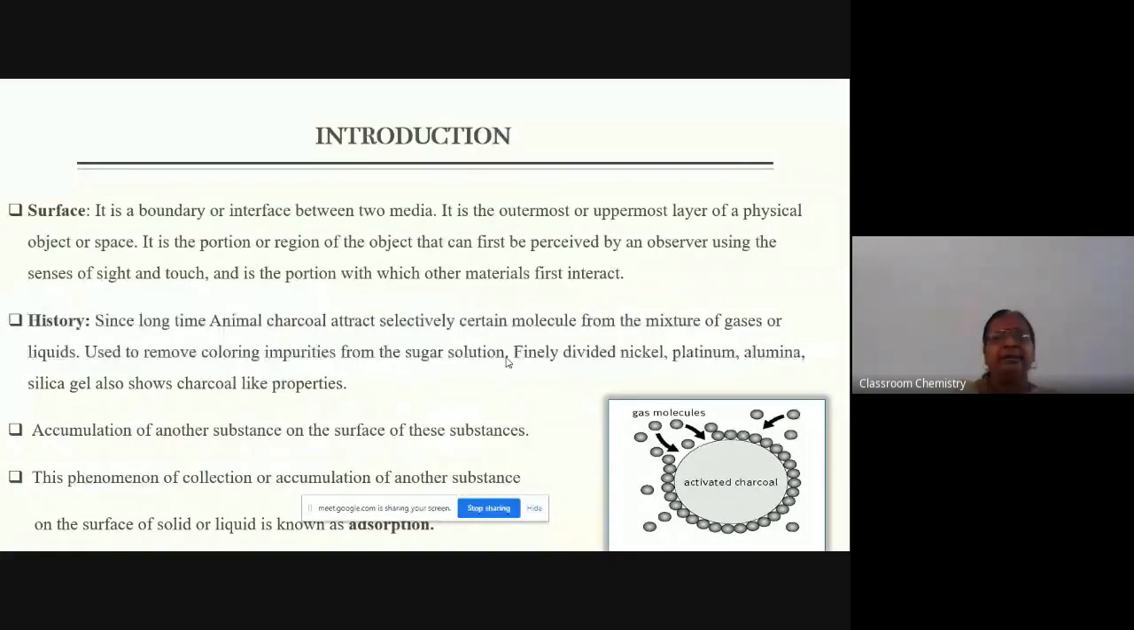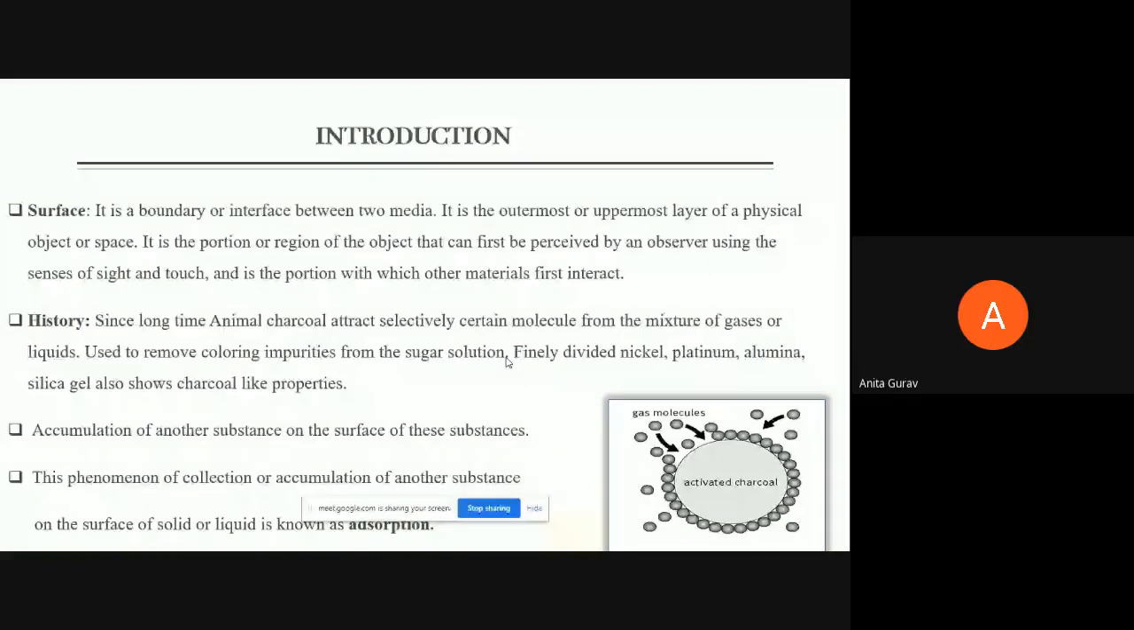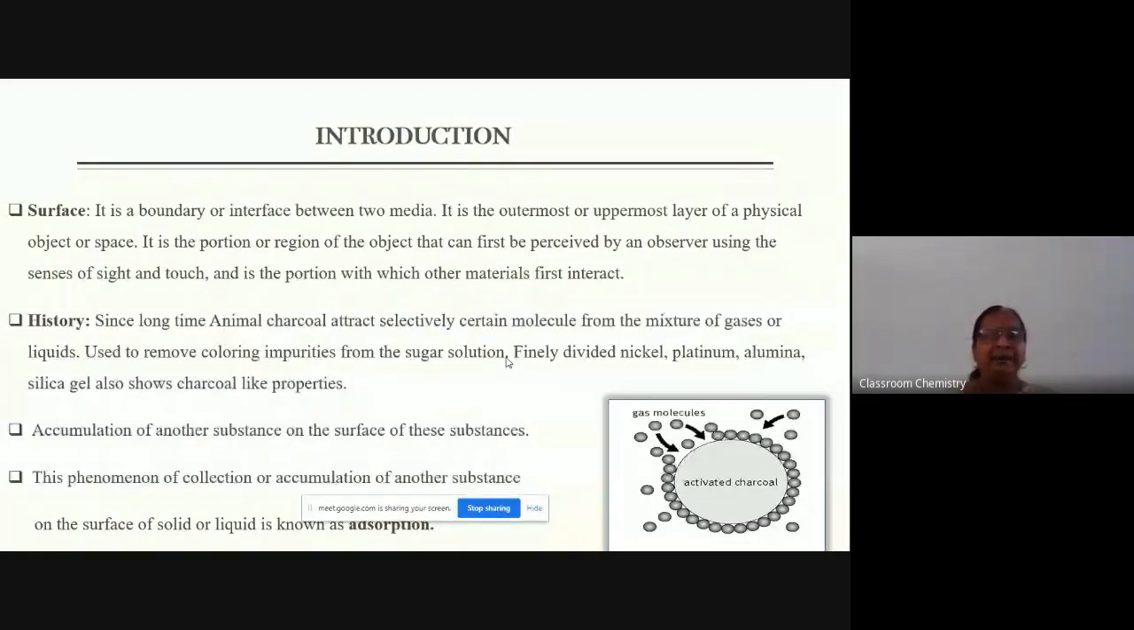Am I audible? Yes, ma'am. Yes, ma'am. आणि स्क्रीन दिसतोय ना सर्वांना?